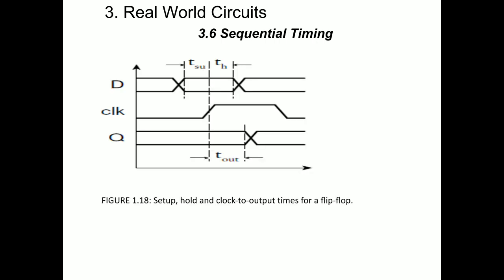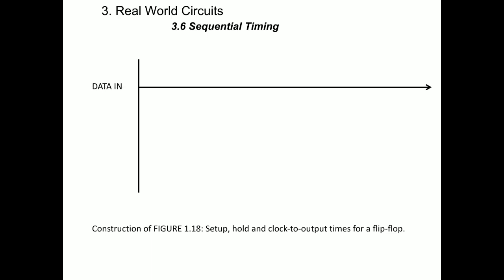This is the enlarged picture of figure 1.18. There are TSU, TH, and TCO. Don't worry, we will see what those terms are. We will try to construct the figure. We will try to understand in a pictorial way what is the meaning of setup time, hold time, and clock to output delay. First, we should have the input signal. We will draw the time scale.